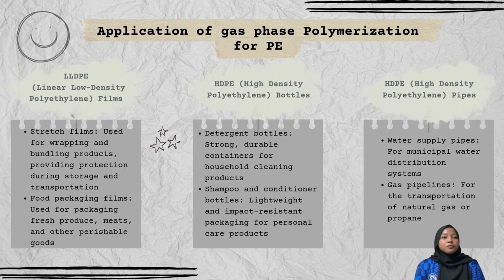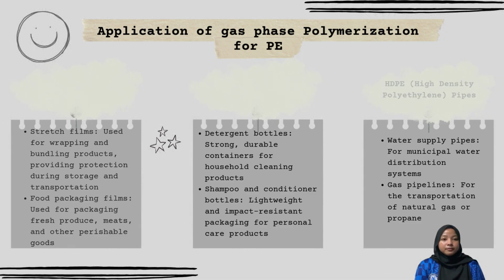Lastly, we move to high density polyethylene pipes. Firstly, we have water supply pipes. They are for municipal water distribution systems. Lastly, we have gas pipelines. They are for the transportation of natural gas or propane.